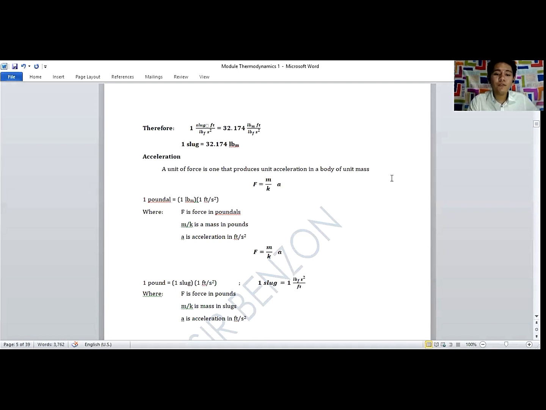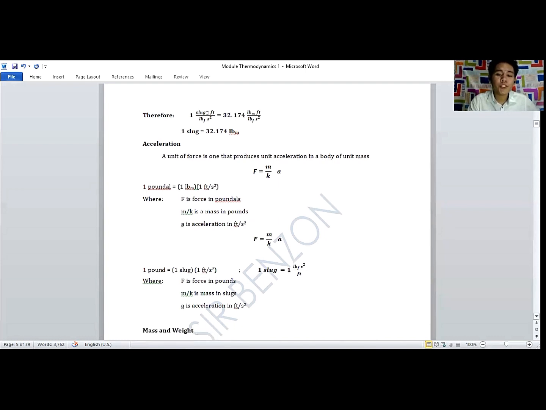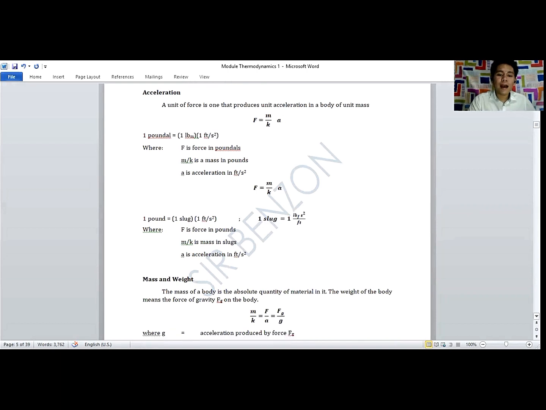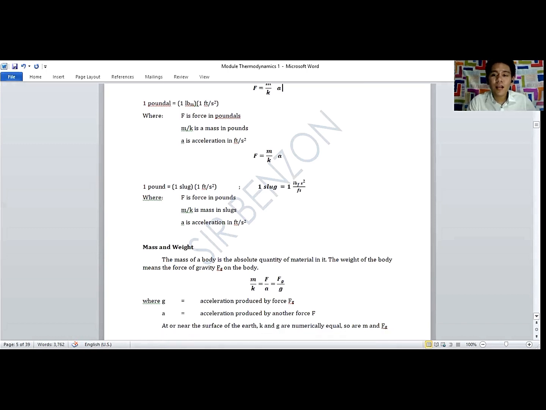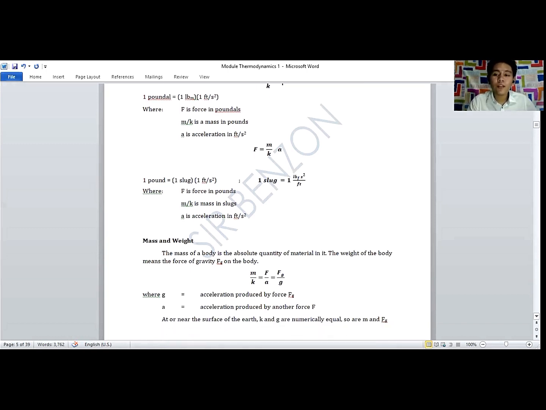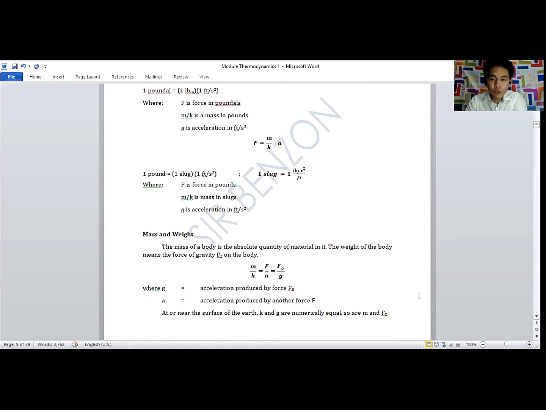In acceleration, a unit of force is one that produces unit acceleration in a body of unit mass. Like what I said earlier, force equals mass times acceleration. In terms of weight, force equals mass times gravity. So here in acceleration, we also use the proportionality constant, k, for us to easily cancel out all unnecessary units to yield the correct unit for our solution, for our answers.